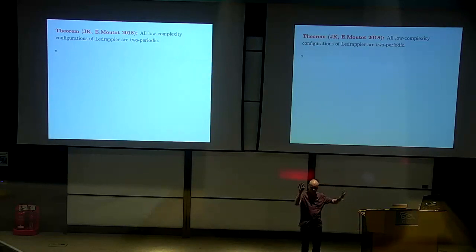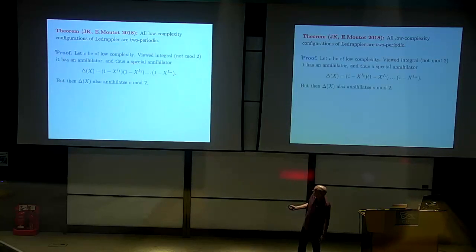You take a very random shape, you check how many patterns of that shape you have in the configuration. If that is less than the size of the shape, you know that your configuration is supposed to be doubly periodic. Okay, let's see. How do we prove that?